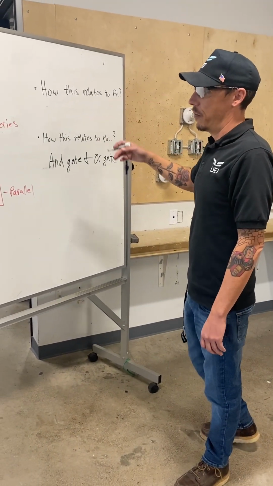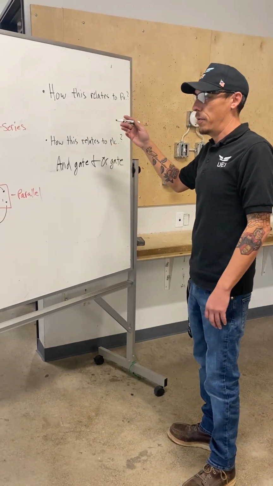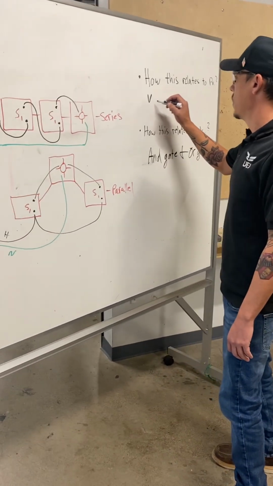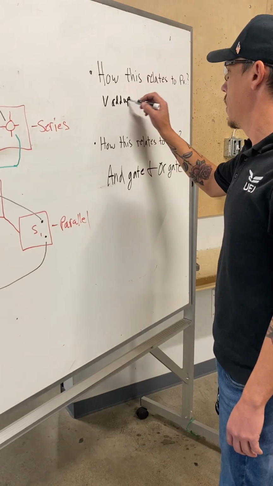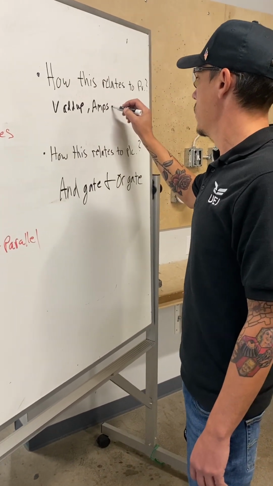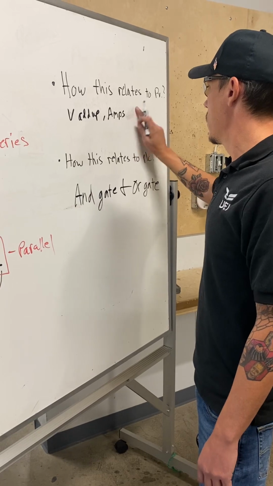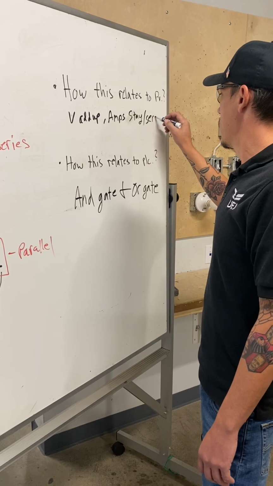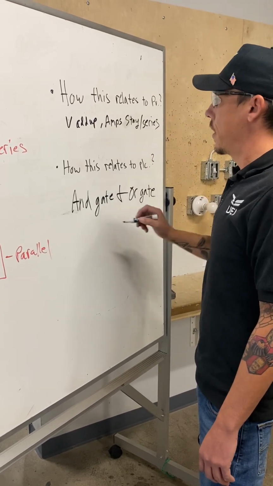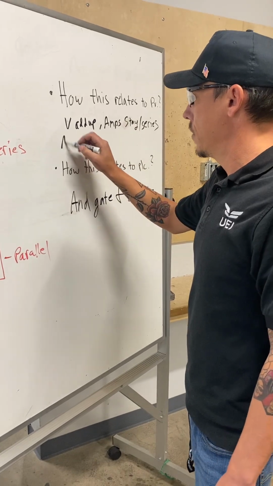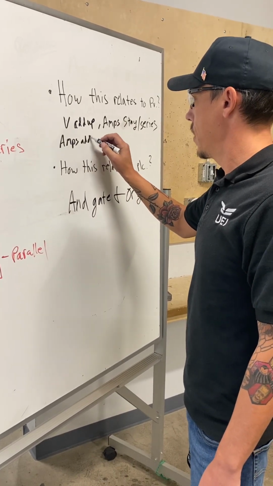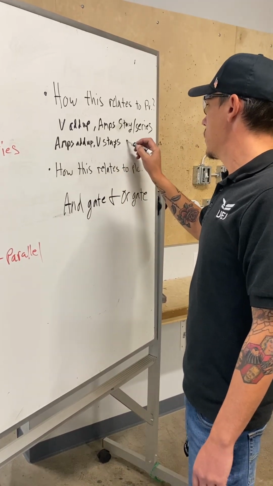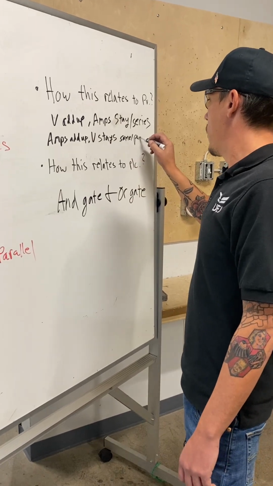a series circuit, when something's in series, the voltage adds up and the amperage stays the same, right? So volts add up, amps stay the same in series. Okay? Now, in reverse, amps add, volts stay the same. Parallel.